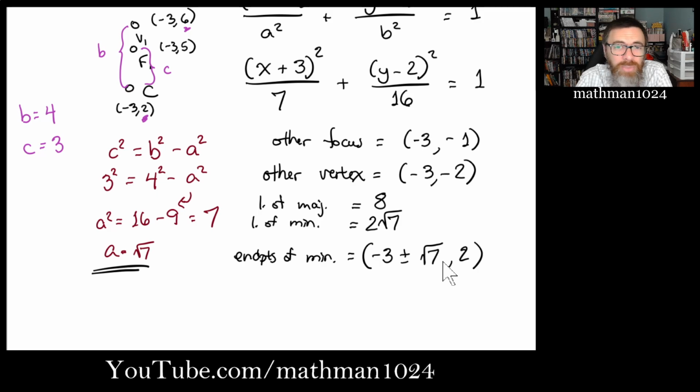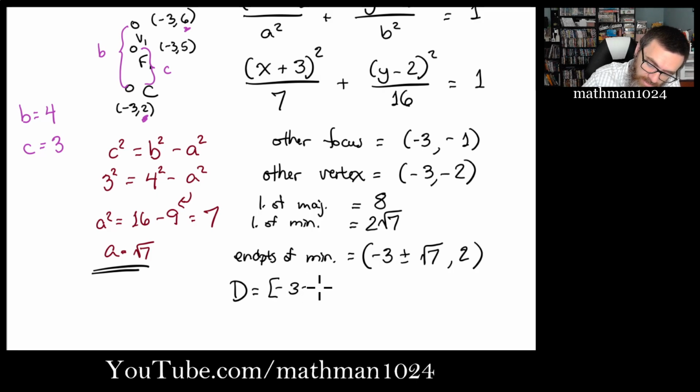There we go. Negative 3 plus or minus the square root of 7. See, I don't know where I was looking. I think I was looking up here for the length of the minor axis. But from the center, it's just the square root of 7 on left and right. And then my domain from left to right is going to be negative 3 minus the square root of 7 to negative 3 plus the square root of 7.